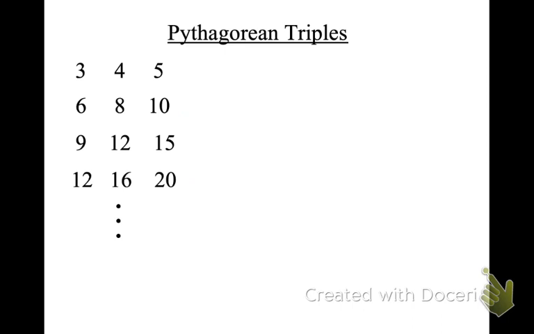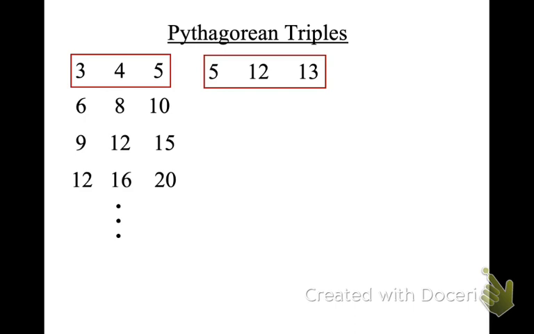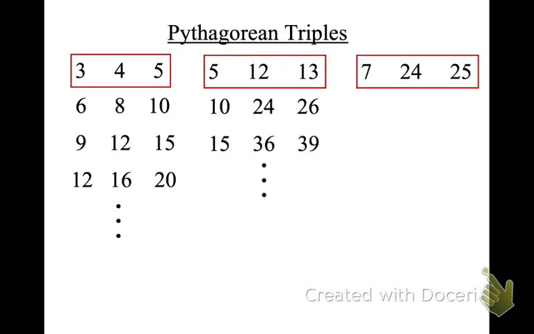Okay, another Pythagorean triple would be 5, 12, and 13. So if I double it, triple it, quadruple it. And another one would be 7, 24, and 25. You see these all the time. I'm going to highlight the ones that come up all the time.